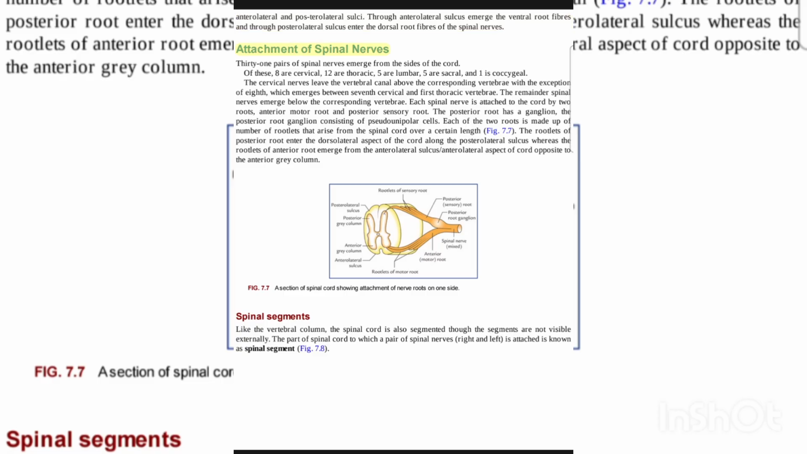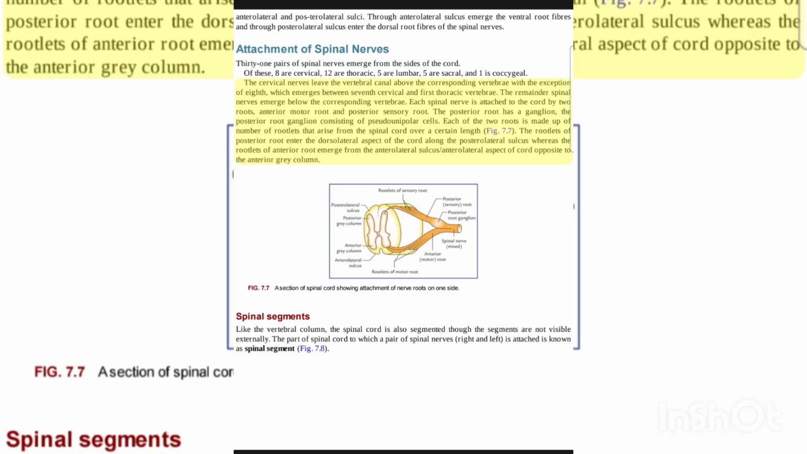Attachment of spinal nerves. 31 pairs of spinal nerves emerge from the sides of the cord. Of these, 8 are cervical, 12 are thoracic, 5 are lumbar, 5 are sacral, and 1 is coccygeal. The cervical nerves leave the vertebral canal above the corresponding vertebrae with the exception of the 8th, which emerges between the 7th cervical and 1st thoracic vertebrae. The remaining spinal nerves emerge below the corresponding vertebrae.